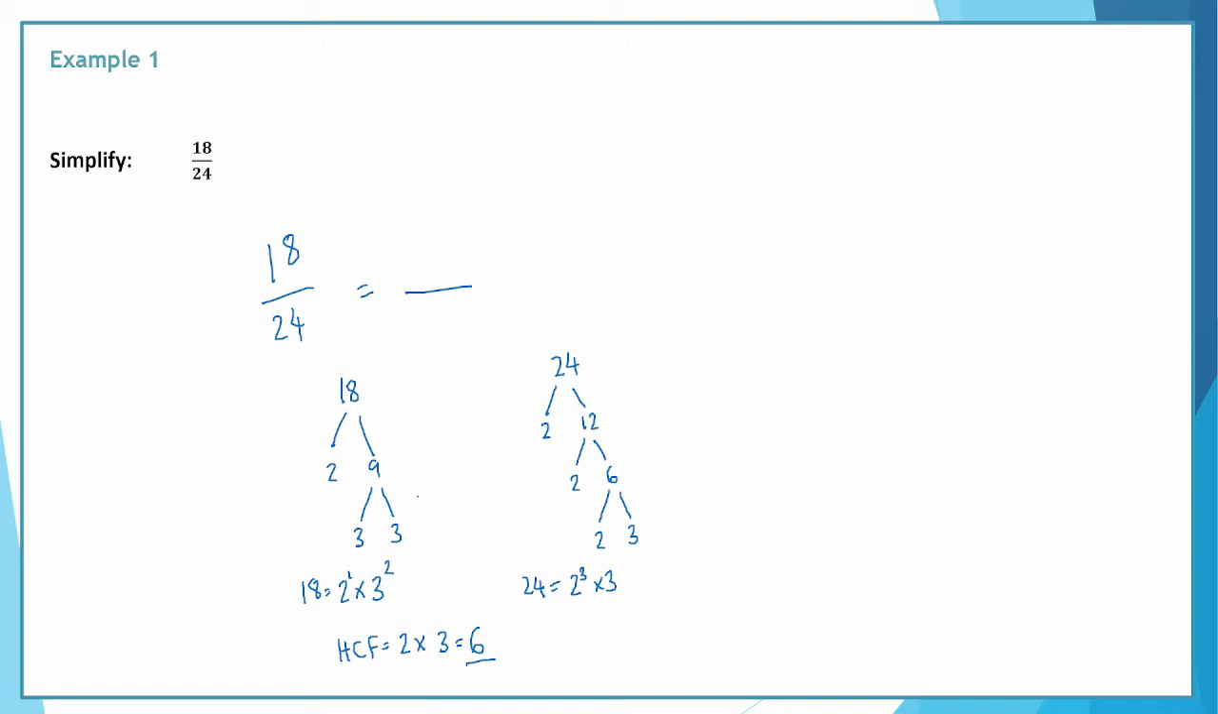So what do we do with this 6? Well, we take this 6 and we do 18 divided by 6 to give us 3. And we do 24 divided by 6 to give us 4. And that's our fraction in its simplest form. So 18 over 24, when we divide the numerator and the denominator by 6, becomes 3 over 4.